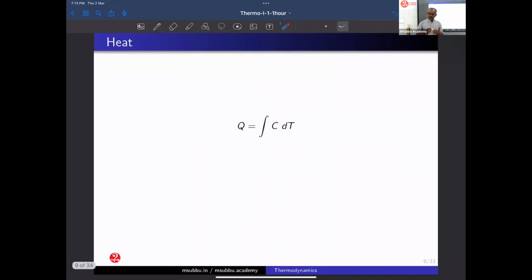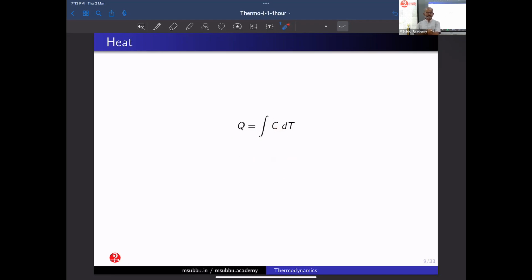And as I said, heat is simply mCp delta T. Of course, this is for sensible heat changes. In the case of phase change, we'll simply have m lambda. Of course, m should also be there, or whatever Q we are referring to is per unit mass. This integral of C dT, this C may be Cp or Cv.